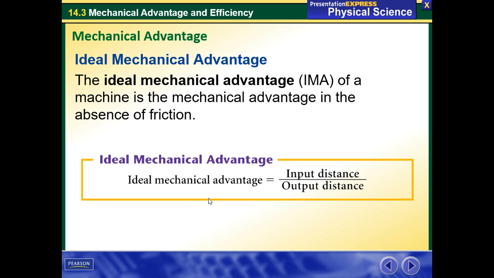The equation is a little bit different. First, please note that it is the input distance divided by output distance. We're not working with forces anymore, we're talking about a distance. Also, please note the input and output has now flipped.